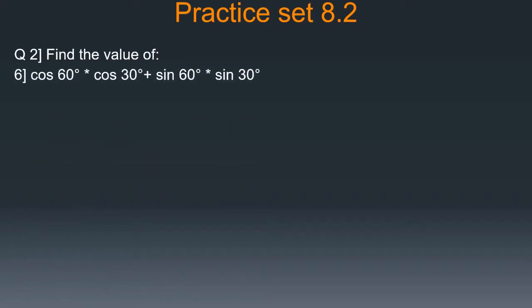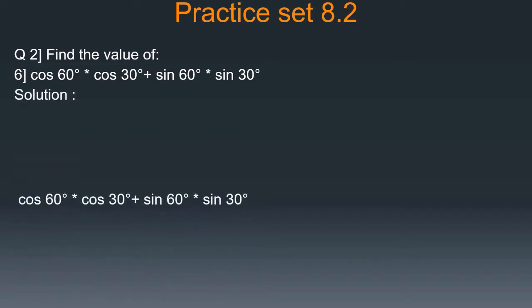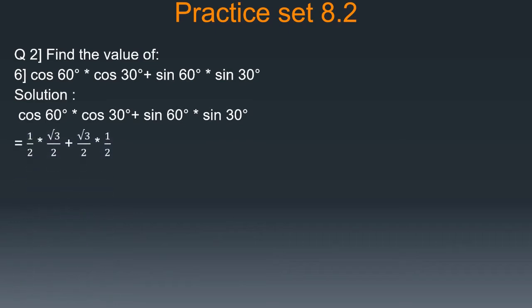Next is cos 60 degree multiplied by cos 30 degree plus sin 60 degree multiplied by sin 30 degree. Solution. Cos 60 degree is 1 upon 2, cos 30 degree is root 3 upon 2, sin 60 degree is root 3 upon 2 and sin 30 degree is 1 upon 2.